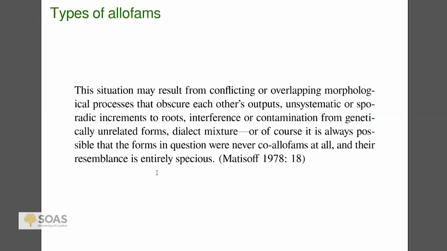So he goes on to say the situation may result from conflicting or overlapping morphological processes that obscure each other's outputs, unsystematic or sporadic increments to roots, interference or contamination from genetically unrelated forms, dialect mixture, or of course, it is always possible that the forms in question were never co-allofams at all, and their resemblance is entirely specious. So again, in formulating his proposal for allofams, he recognizes that they have multiple possible origins, and that in principle, we should figure out what those origins are.